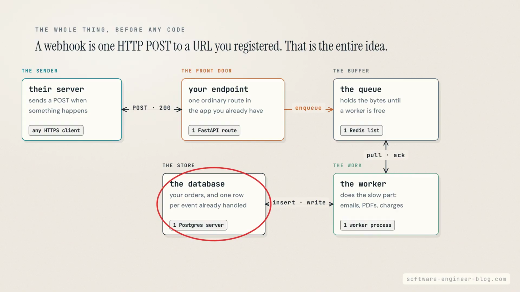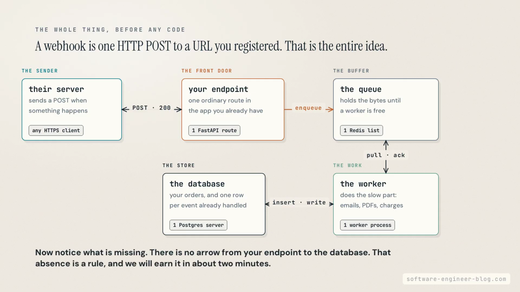4 arrows, and every one of them is labeled. Their server and your endpoint talk in both directions because a post goes out and a status code comes back. And this whole video turns on what that status code means. Now notice what is missing. There is no arrow from your endpoint to the database. That absence is a rule, and we will earn it in about 2 minutes.